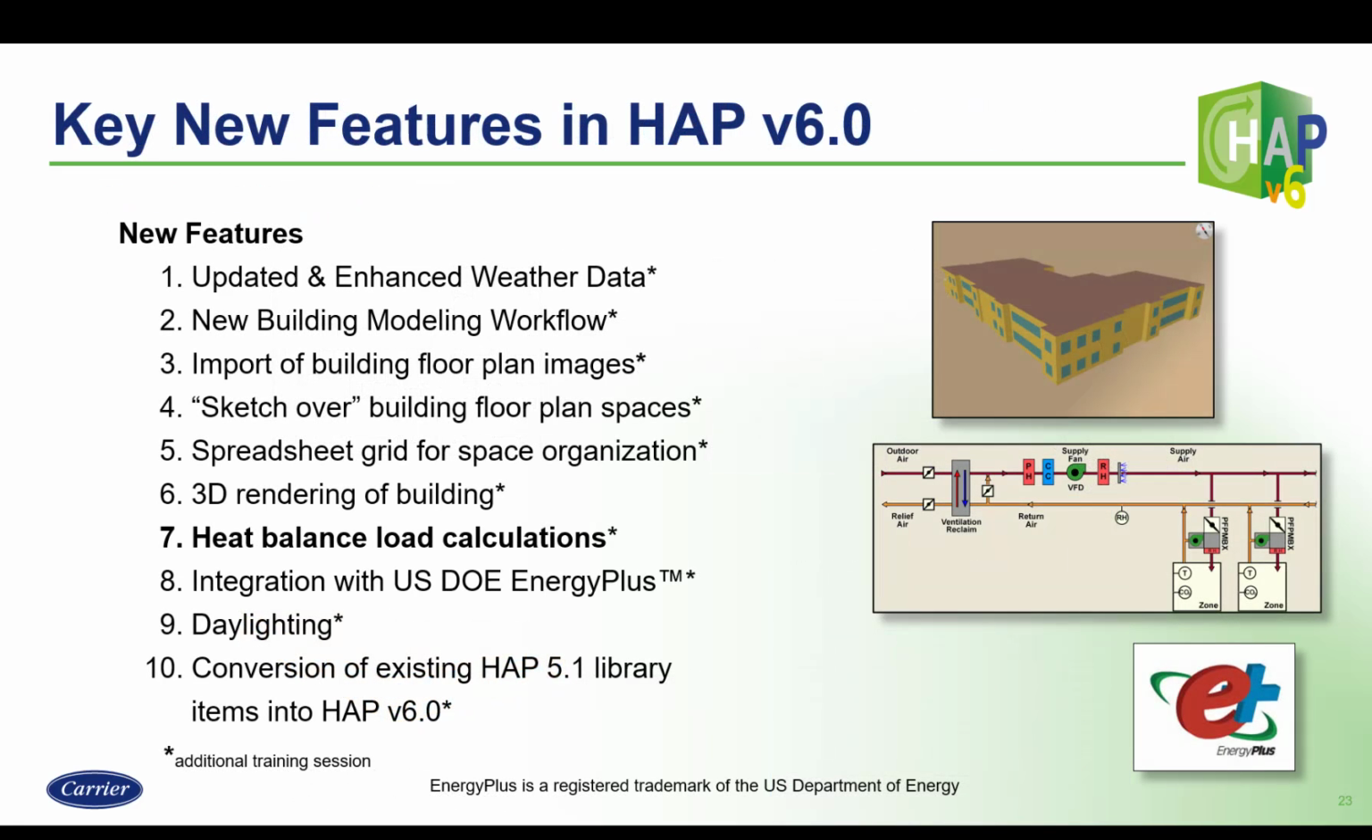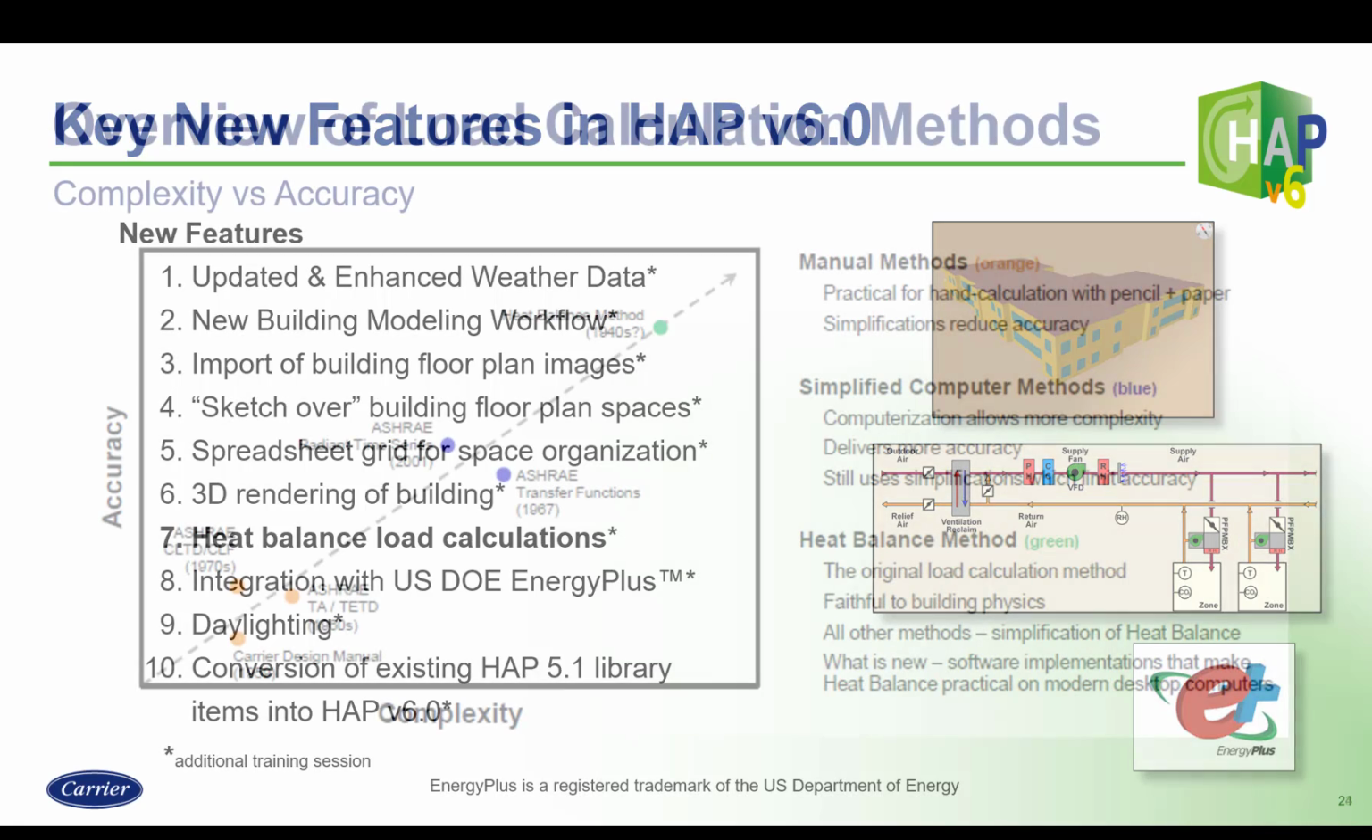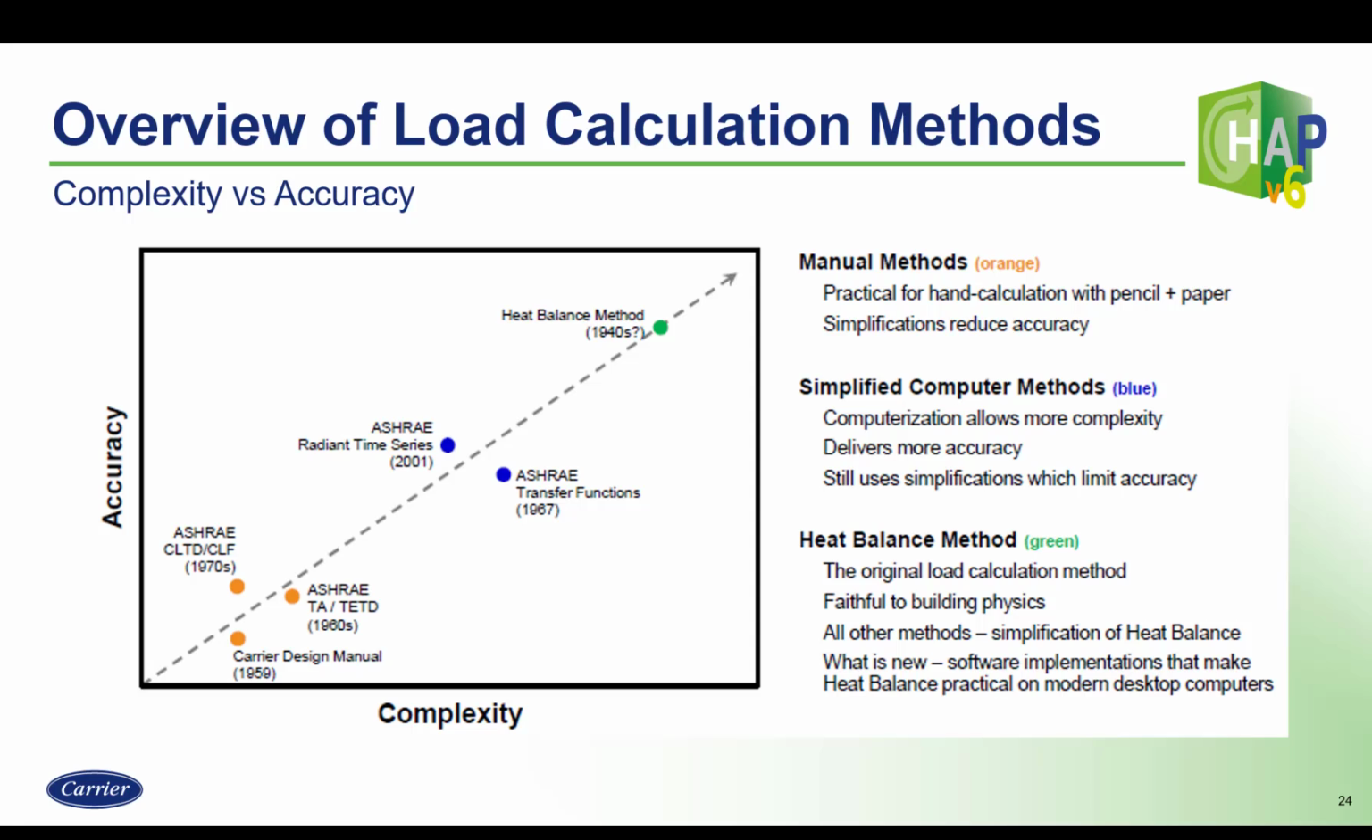Number 7 key new feature is the heat balance method. It impacts the load and that impacts the energy calculations in HAP version 6. First and foremost, heat balance is not a new method. It's just the opposite. It's one of the oldest methods in the industry. Heat balance for a time wasn't practical due to its complexity. Calculation times were also an issue, but with new software implementations, it is now more practical to use heat balance on modern desktop and laptop computers for HVAC design.